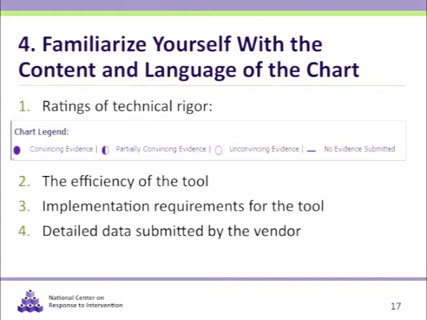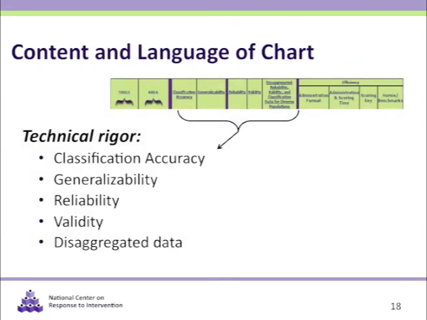The first area that's presented is the rating of technical rigor. For each of these standards, the Technical Review Committee, a committee of experts in the field, reviews data submitted by developers of the tools and gives a rating of convincing, partially convincing, unconvincing, or no evidence. If using the tools chart online, you can click on the names of the standards in the column heads of the chart to view the definitions and the rubrics used by the TRC. As you can see, for technical rigor, there are 5 different pieces of information on the chart.